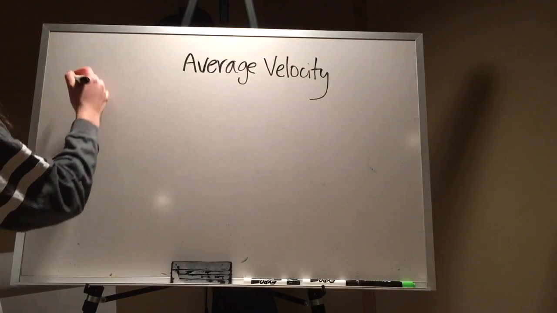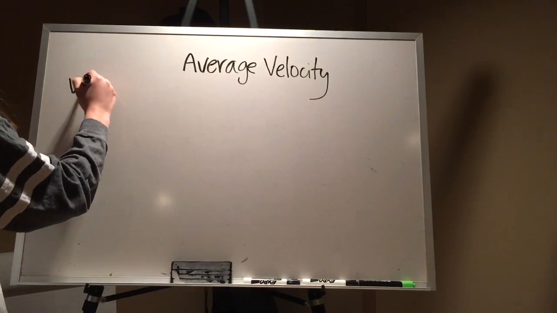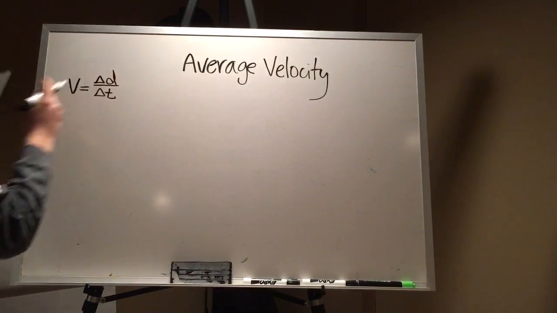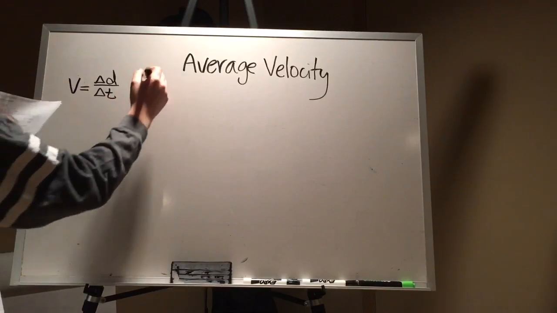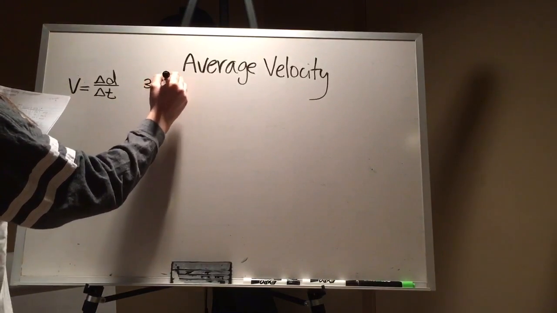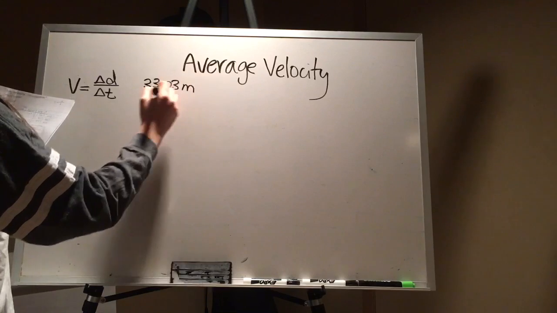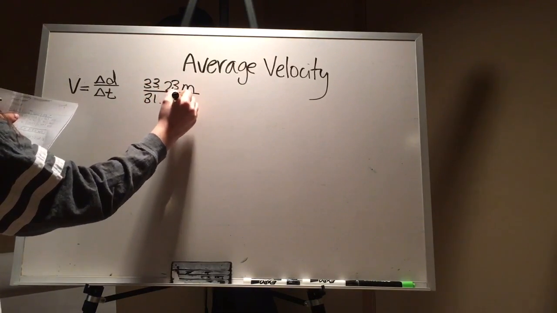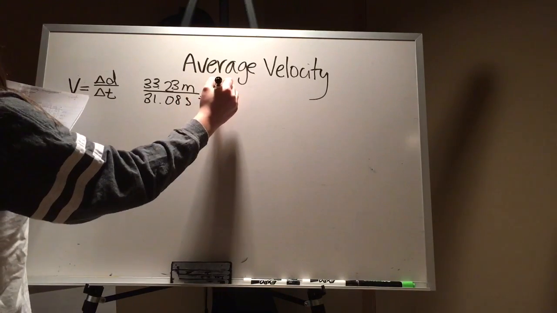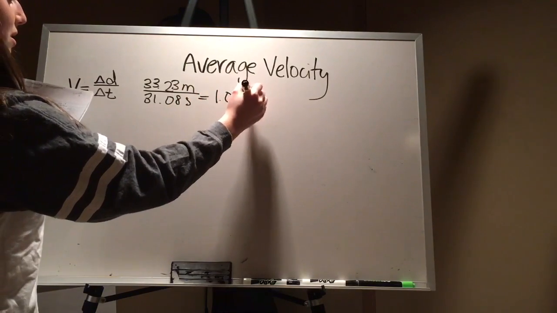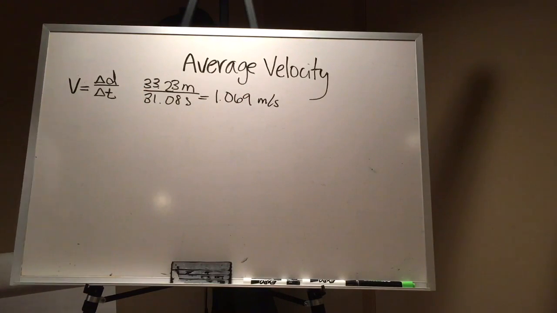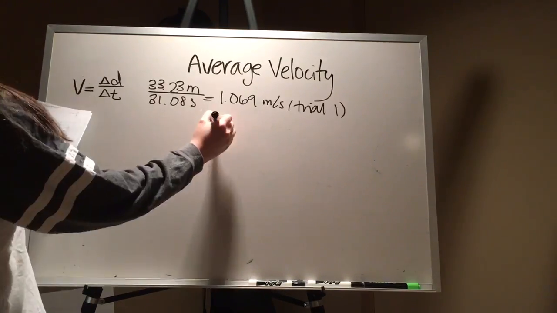To find the average velocity, use the equation velocity equals change in distance over change in time. So if the change in distance was 33.23 meters, divide that by the total time, which was 31.08 seconds, and that equals 1.069 meters per second. So that's the average velocity for trial 1, and you repeat for all trials.